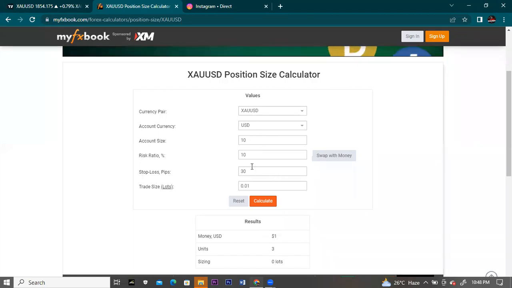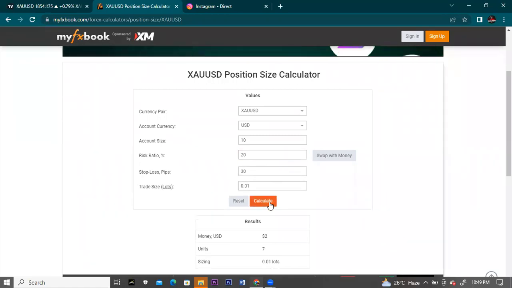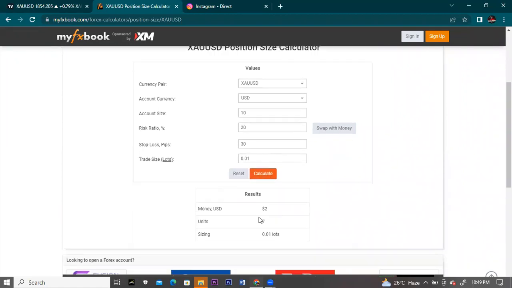It's very high compared to 30 pips, so that kind of risk is not even workable. Okay, let's change it to 20%. Now 20% is $2. So $2 on a $10 account, it tells you the lot size you should use, which is 0.01. You carry this lot size, put it on your MetaTrader 4, put the stop loss, and if it goes against you, you won't be losing more than the required amount, the $2 equivalent in Naira.